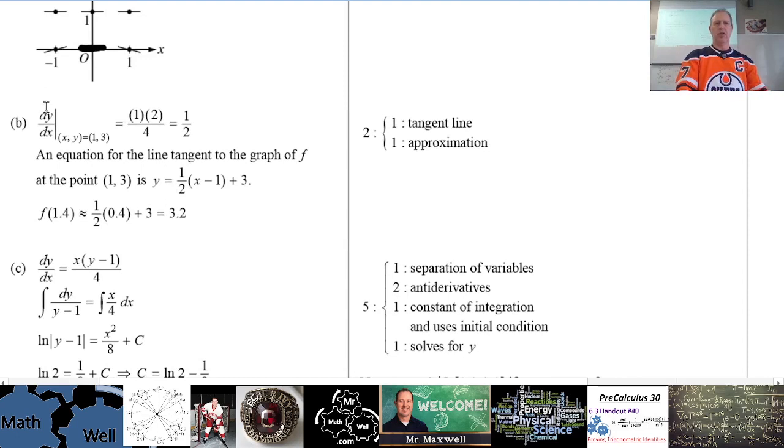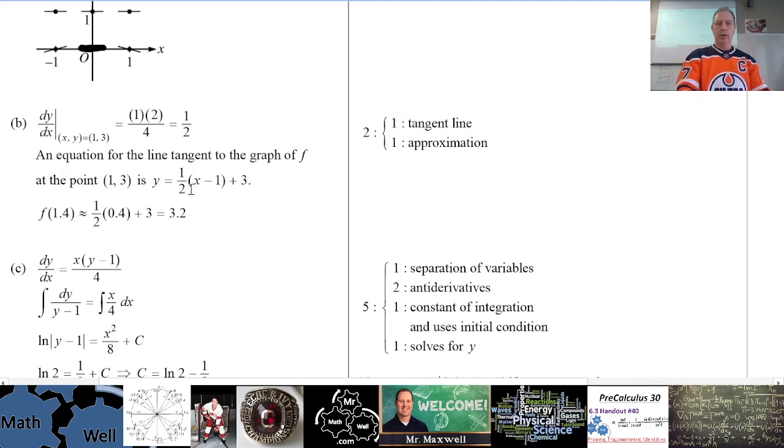What they show here is going from the original differential equation. They plug in the points 1 and 3. Now, we did that for the slope field to get the 1/2. So you're right. If you remember the slope there, they're just saying this is how you find the slope of 1/2. The equation is going to be this one. So the tangent line equation is worth a point, so we do have to make sure we have that. And then the approximation.